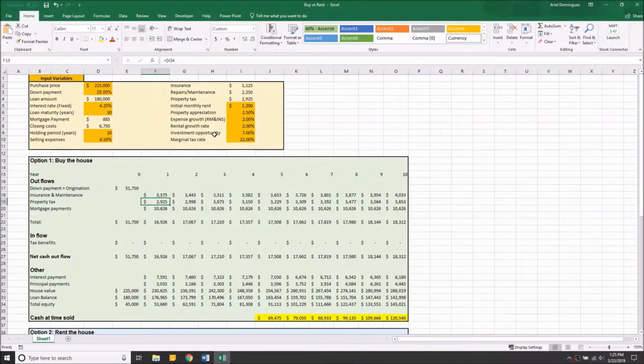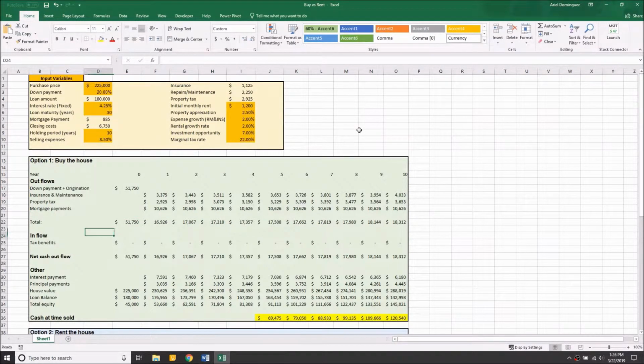You'll have the property taxes, which is taken from here as well. And you'll also have the mortgage payment. And the mortgage payment is the monthly mortgage payment times 12. That's all the cash outflows that you'll have for year 1, and for years 2 through 10, we basically just take the prior year and grow it by the appropriate growth rate. So that gives you the total cash outflows that you'll have from buying the property.